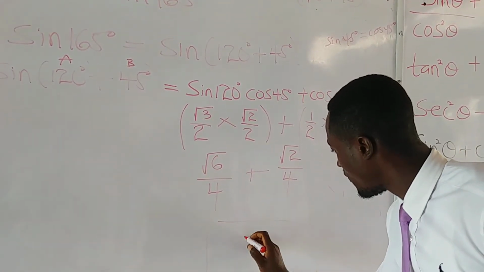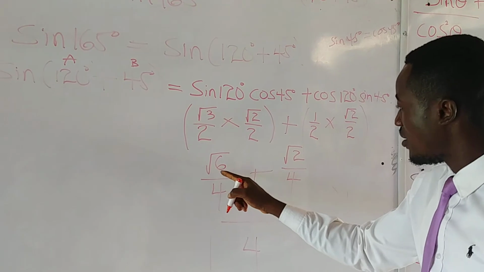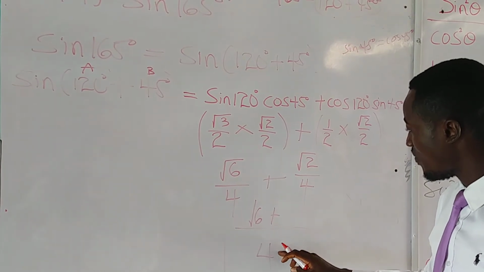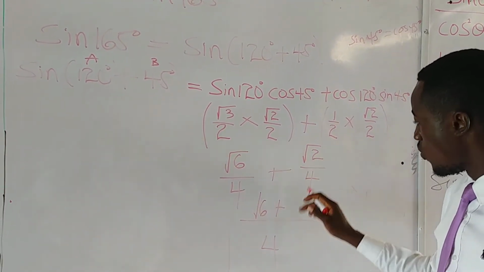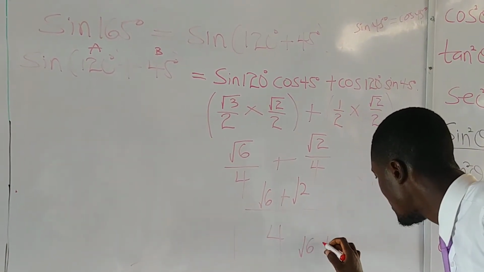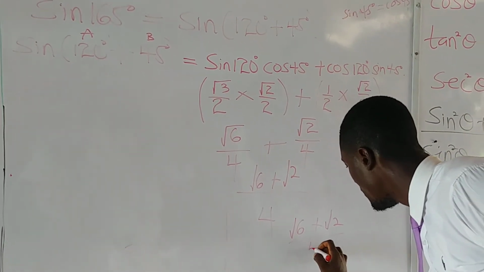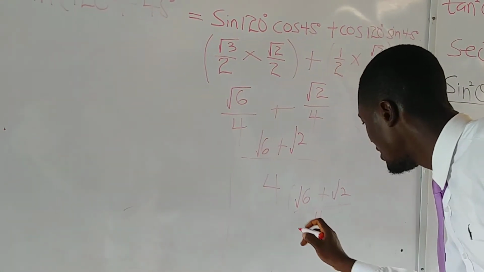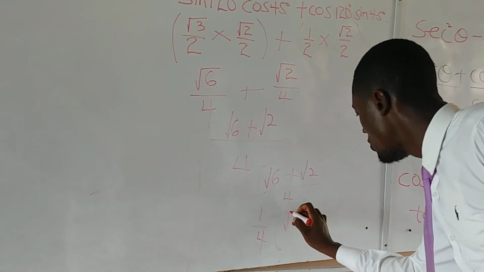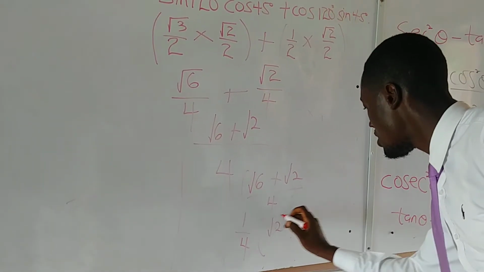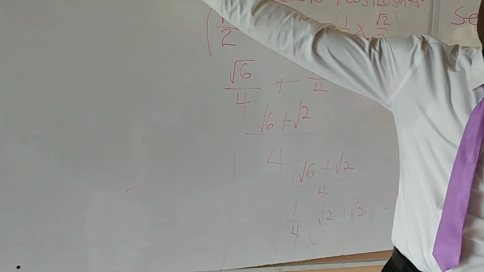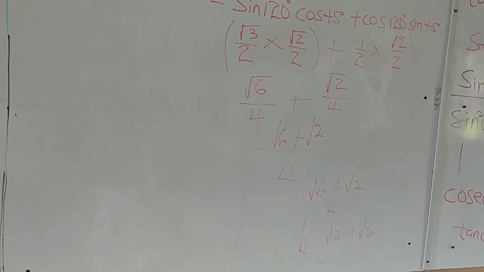The LCM will be 4. 4 goes into 4, 1. 1 times root 6 will give us root 6. We bring the operation sign. 4 goes into 4, 1. 1 times root 2 is root 2. So now you have root 6 plus root 2 on 4, which is the same as 1 on 4, bracket opens, root 2 plus root 6, since the coefficient of the whole of this term is 1. So that is the answer for sine 165.